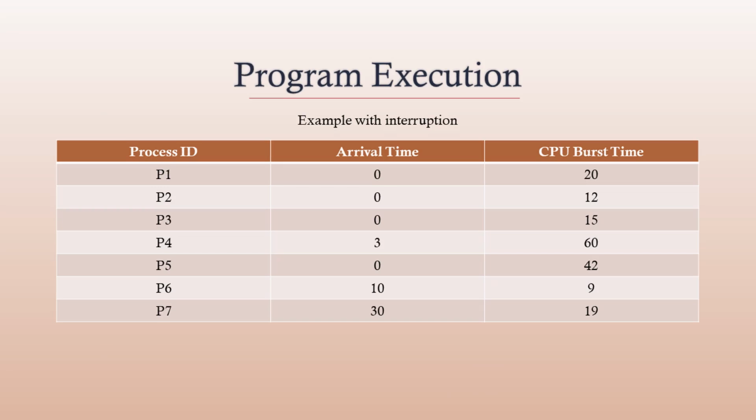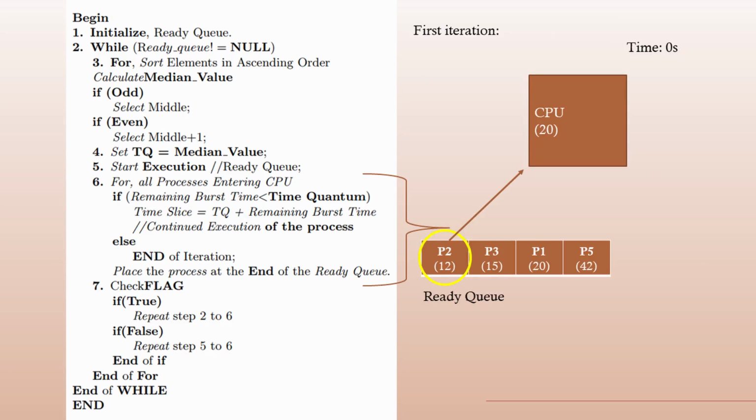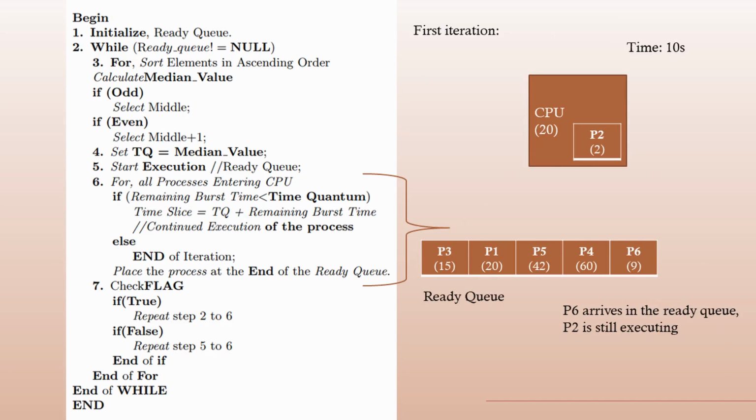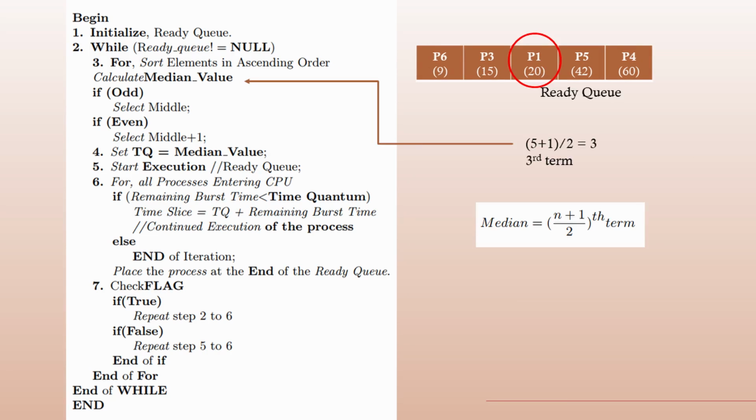Let's have another example. In this one, processes arrive at different times. After sorting, the median is set to 20. Processes get executed one by one, but then some new processes arrive in the ready queue. This triggers the flag and causes the program control to jump to step 2, which sorts the queue again and recalculate the median.